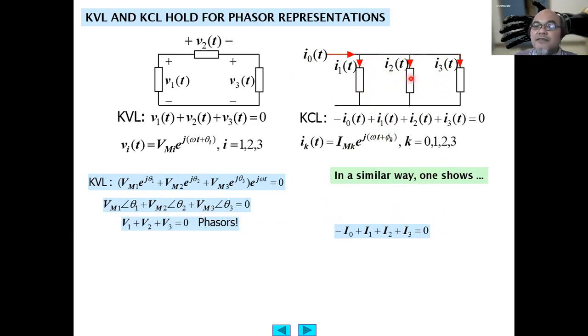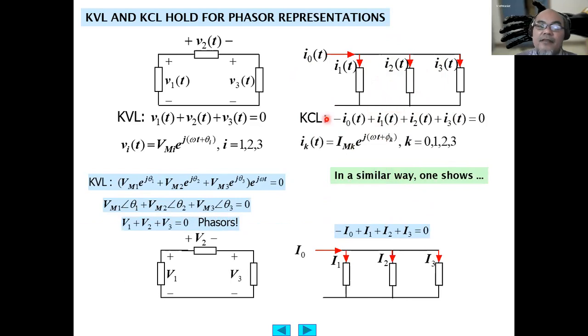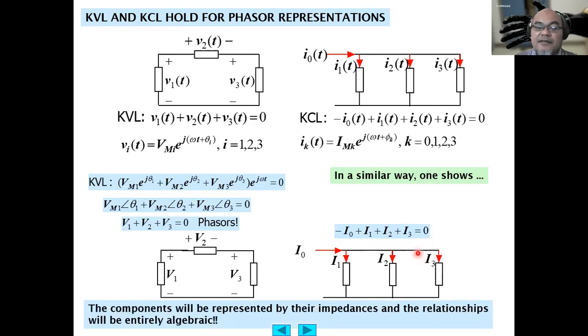This is a parallel network of impedances. Here the sum of the voltages along the loop should be 0. Here at the node, the current leaving and entering should be the same, so the sum equals 0. The components will be represented by their impedances, and the relationships will be entirely algebraic.